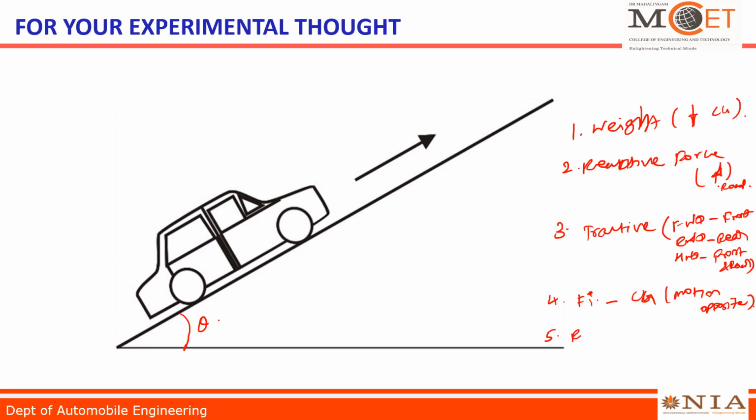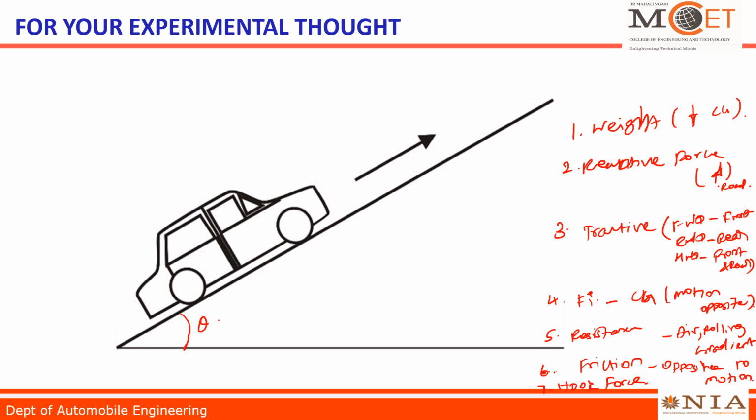Fifth one is resistance, air and rolling. Since it is moving on a slope surface, we also have gradient resistance. Next to that, we have the frictional resistance opposite to the motion. And the seventh force is the hook force because of towing. We have 7 varieties of forces acting on the vehicle at these points.